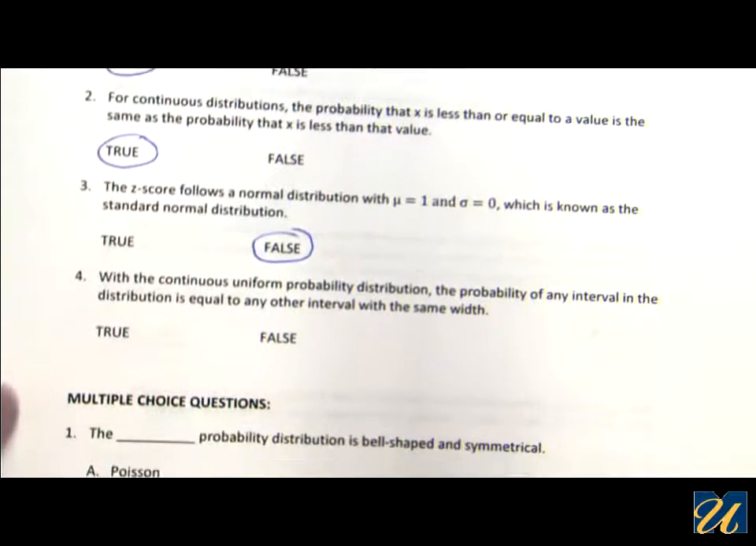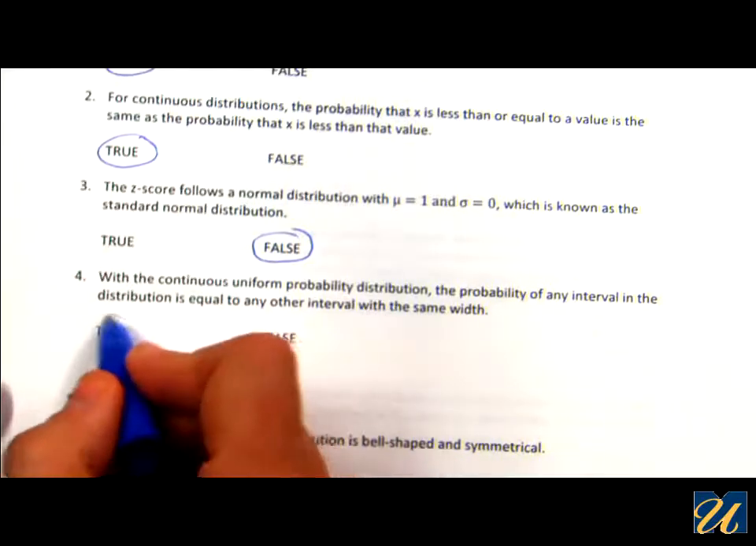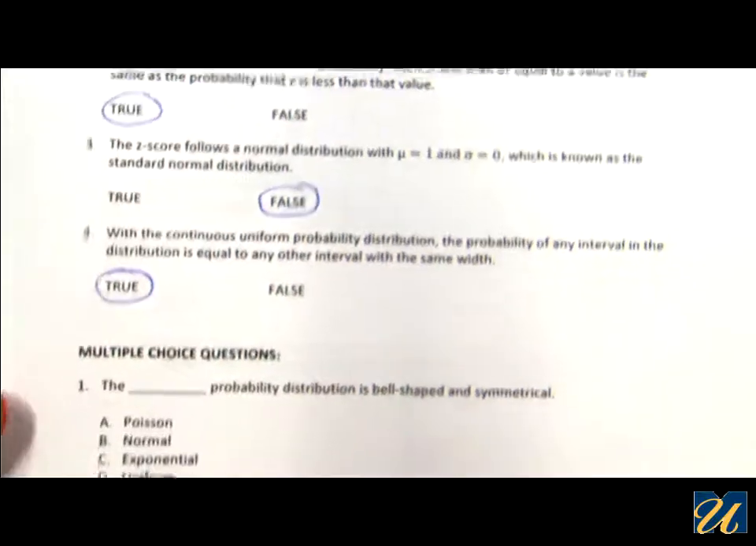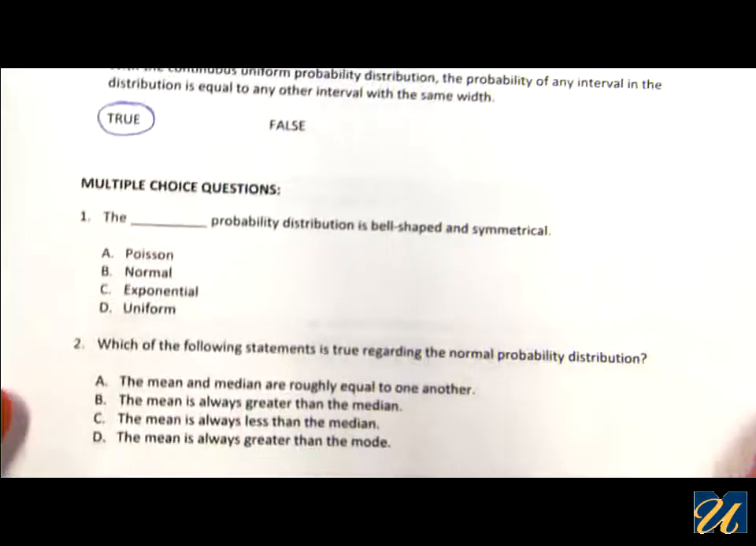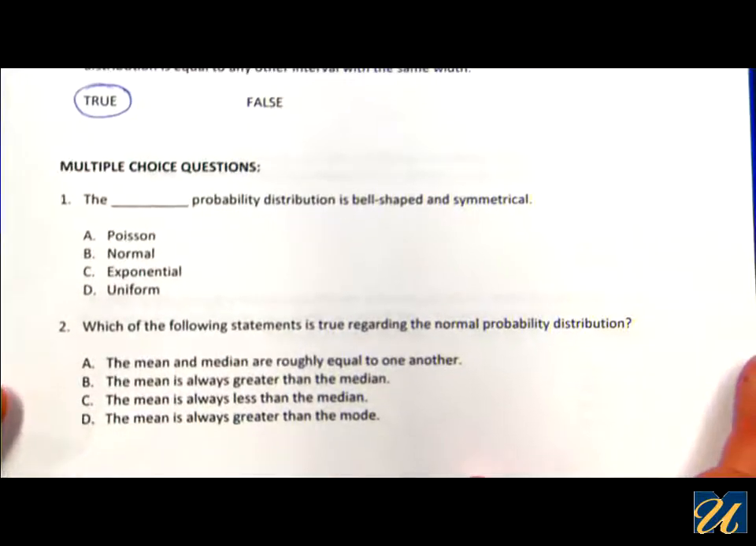With the continuous uniform probability distribution, the probability of any interval in the distribution is equal to that of any other interval with the same width. That is true. Moving on to multiple choice questions. The what probability distribution is bell-shaped and symmetrical?